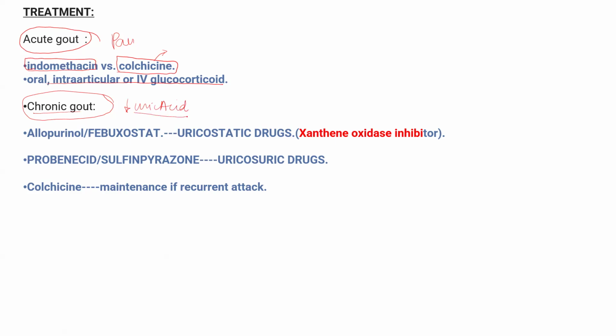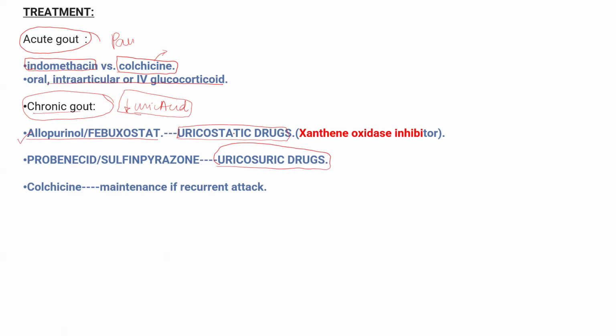Here, the decrease in the level of uric acid in the blood is the required thing. So how will you decrease it? You can either decrease the production of uric acid, that is, you can use uricostatic drugs, or you can increase the excretion of uric acid in the urine, that is uricosuric drugs. So what are the uricostatic drugs? We have allopurinol and febuxostat.